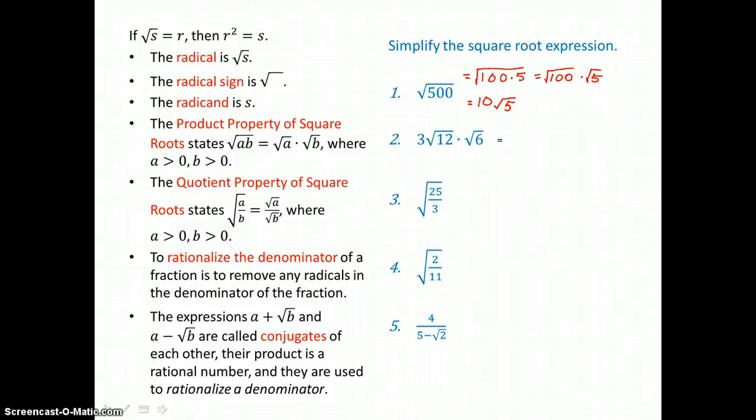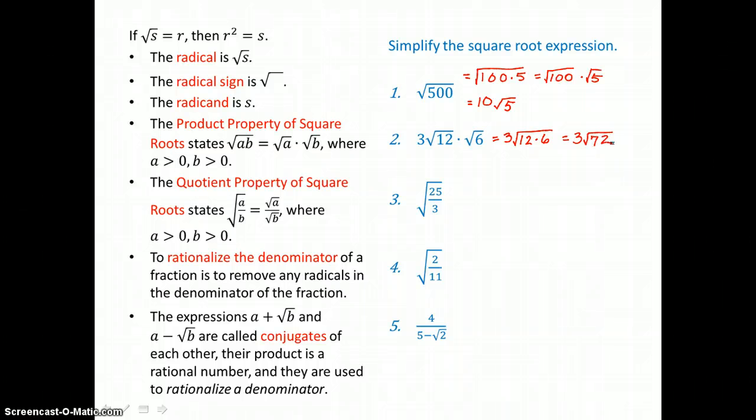In the second example, we're going to use the product property of square roots again, only this time we're going to go the other direction and we're going to put those factors 12 and 6 underneath the same radical. And so when I multiply, I have 3 square roots of 72.